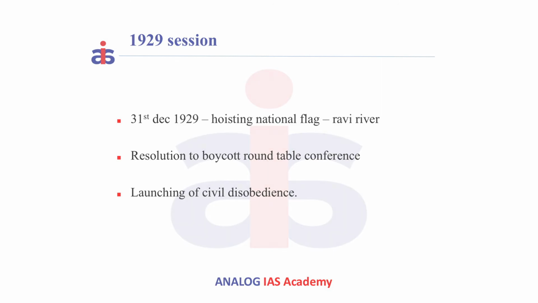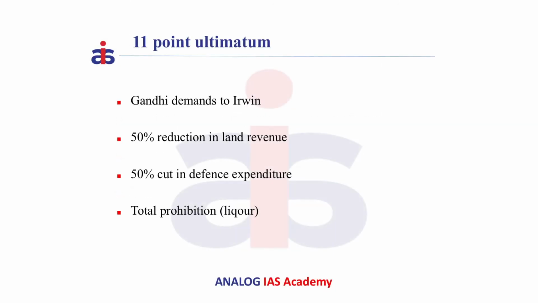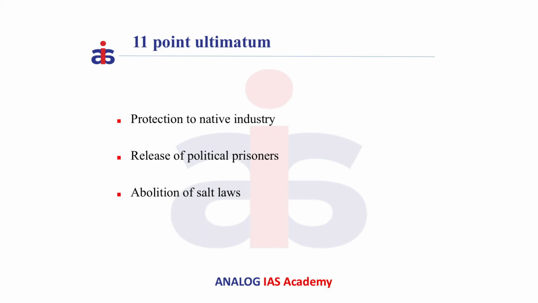Before launching this movement, Gandhi put 11 demands before Irwin, popularly known as the 11-point ultimatum. They are 50% reduction in land revenue, 50% cut in defense expenditure, total prohibition of liquor, protection to native industries, release of political prisoners, and abolition of salt laws.